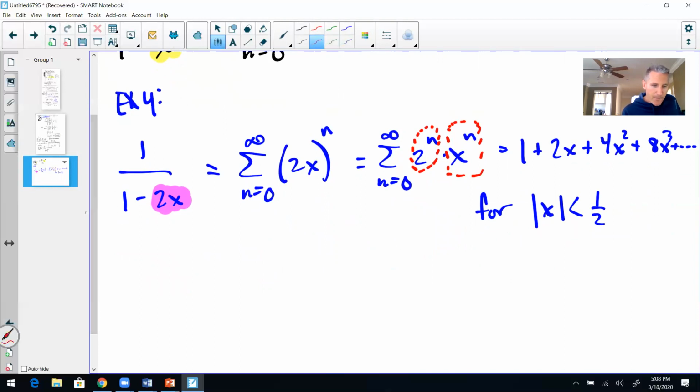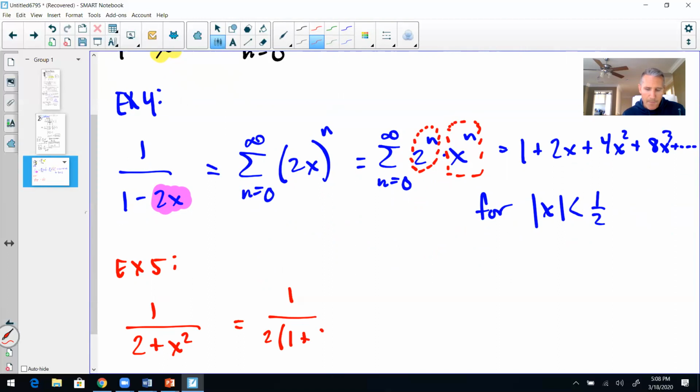Example 5 has 1 over 2 plus x squared. Okay, something like that. Well, it has to be 1 over 1 minus something. It has to. In order for us to do this, that's what it needs to look like. So what I'm going to do is factor out a 2 from the denominator. So I already have 1 over, so that's good. But over here, I'm going to factor out a 2, and I have 1 plus x squared over 2, like that.